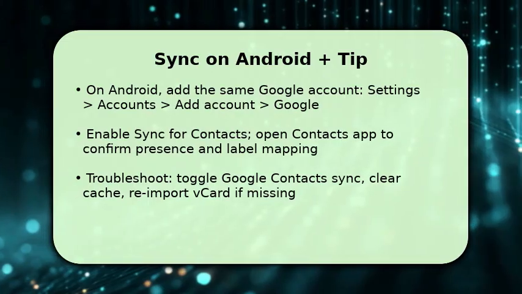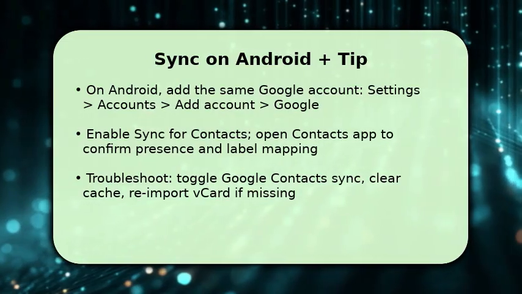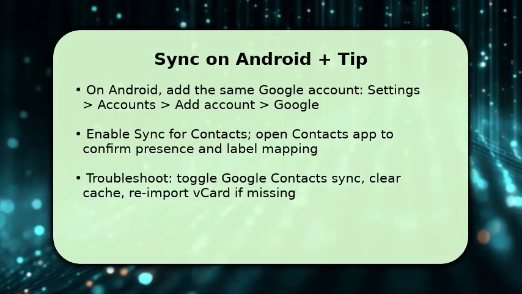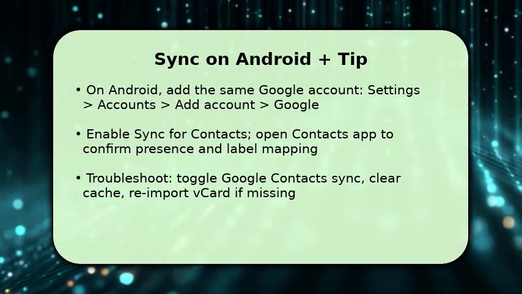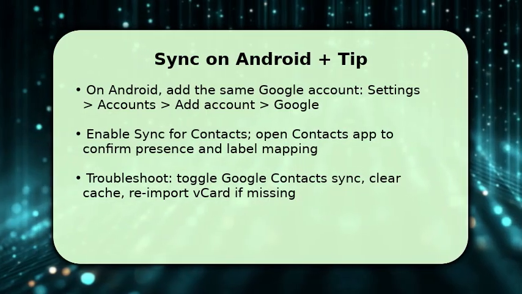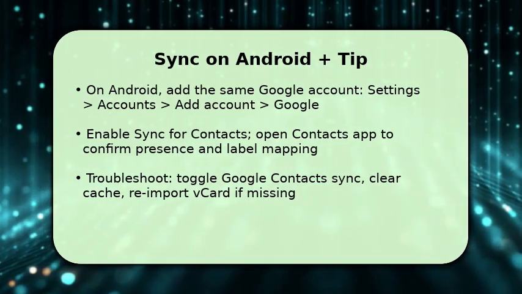If something's off, make sure Sync is enabled and active. Toggle Sync, check network connection, and clear the Google Contacts app cache. If contacts still don't appear, re-import the vCard into Google after fixing any errors, and force a fresh sync on the phone.